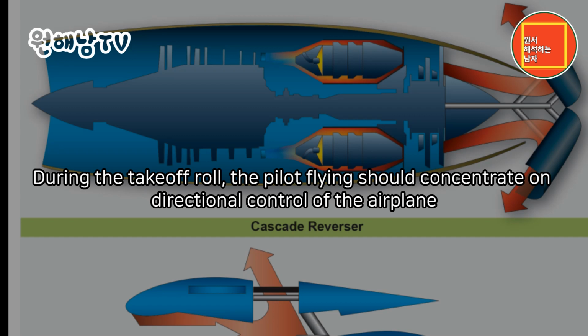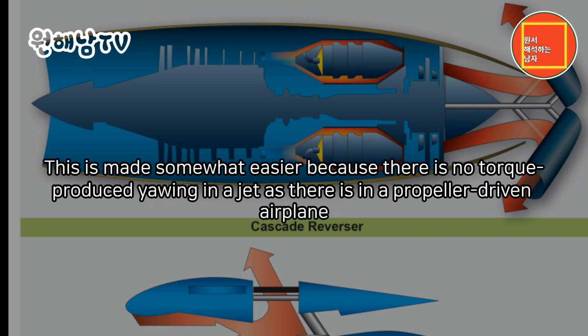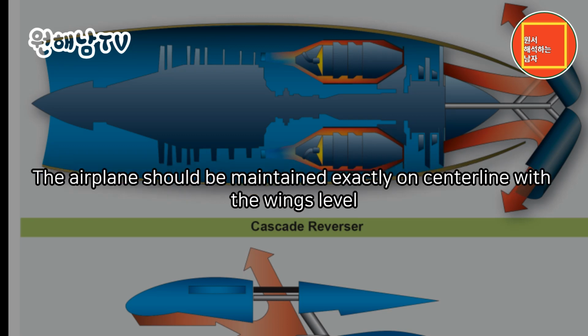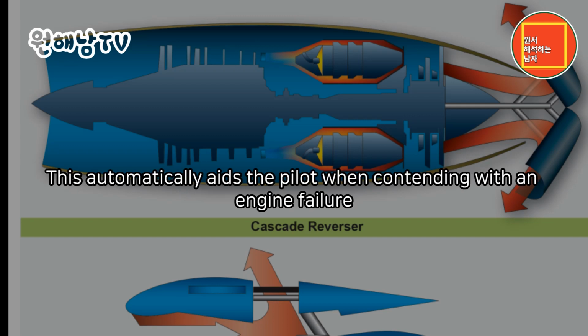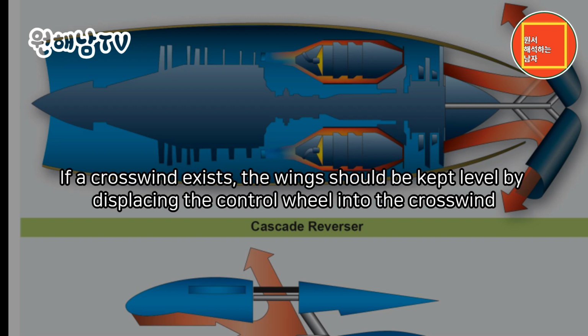During the takeoff roll, the pilot flying should concentrate on directional control of the airplane. This is made somewhat easier because there is no torque produced yawing in a jet as there is in a propeller-driven airplane. The airplane should be maintained exactly on centerline with the wings level. This automatically aids the pilot when contending with an engine failure. If a crosswind exists, the wings should be kept level by displacing the control wheel into the crosswind.